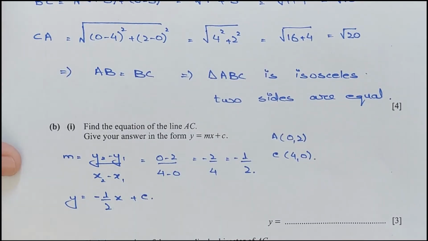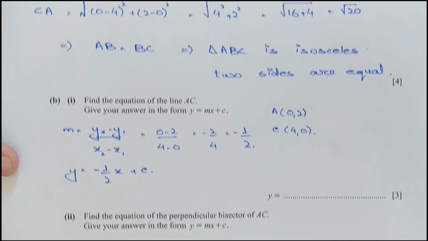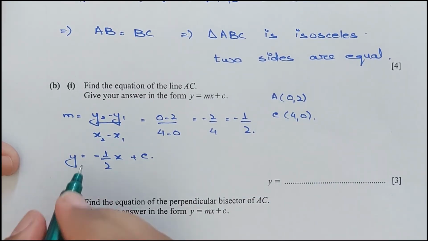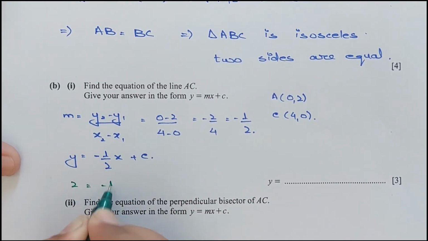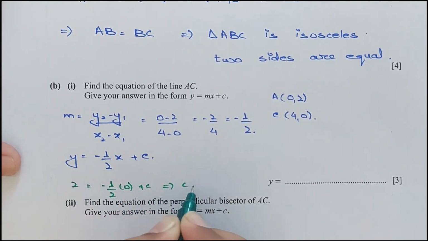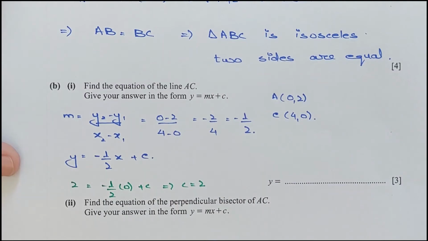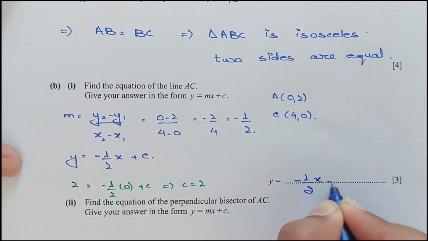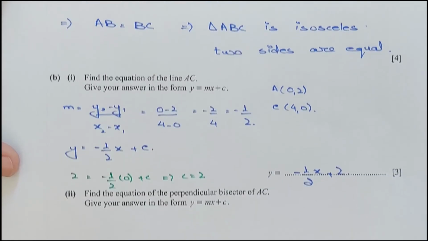To solve for c, you can plug in the first point or the second point and solve for c. So let me take x equals 0 and y equals 2. So 2 should be equal to minus 1 by 2 into 0 plus c. So from here c equals 2. So when c is 2 and m is minus 1 by 2, that is y equals minus 1 by 2 x plus 2. That is the equation of line AC.